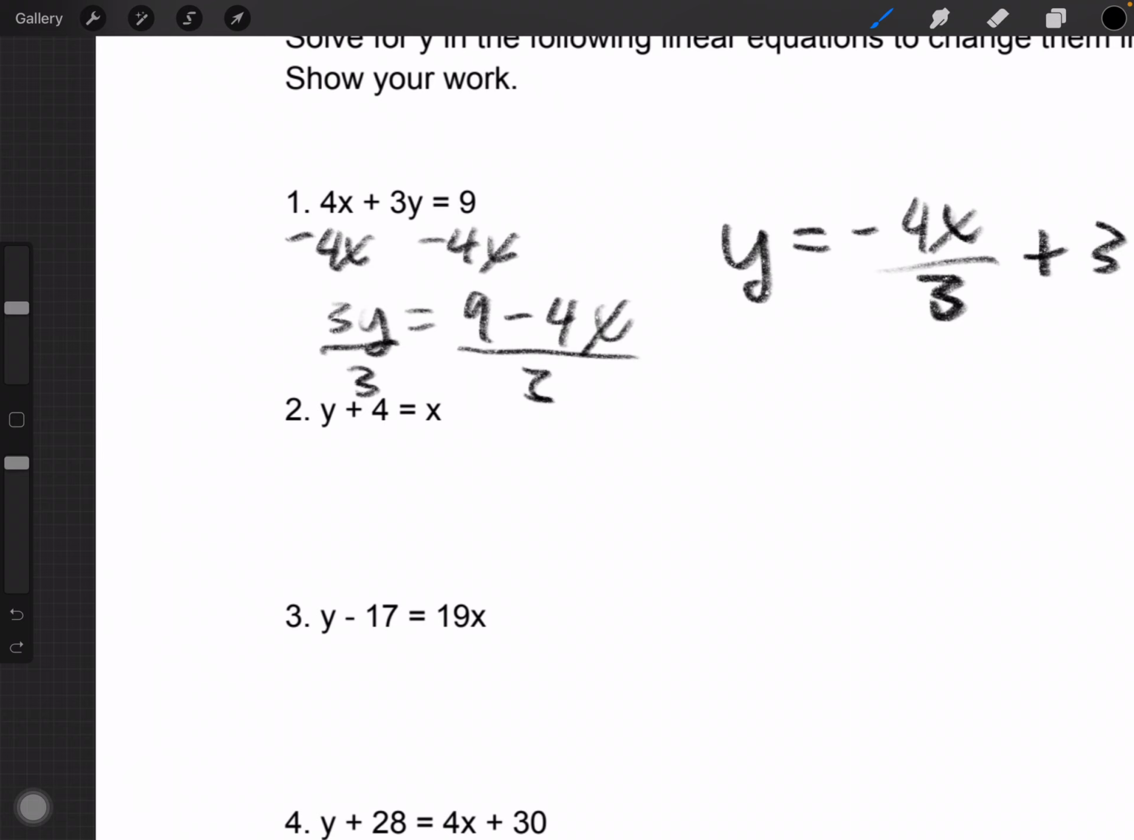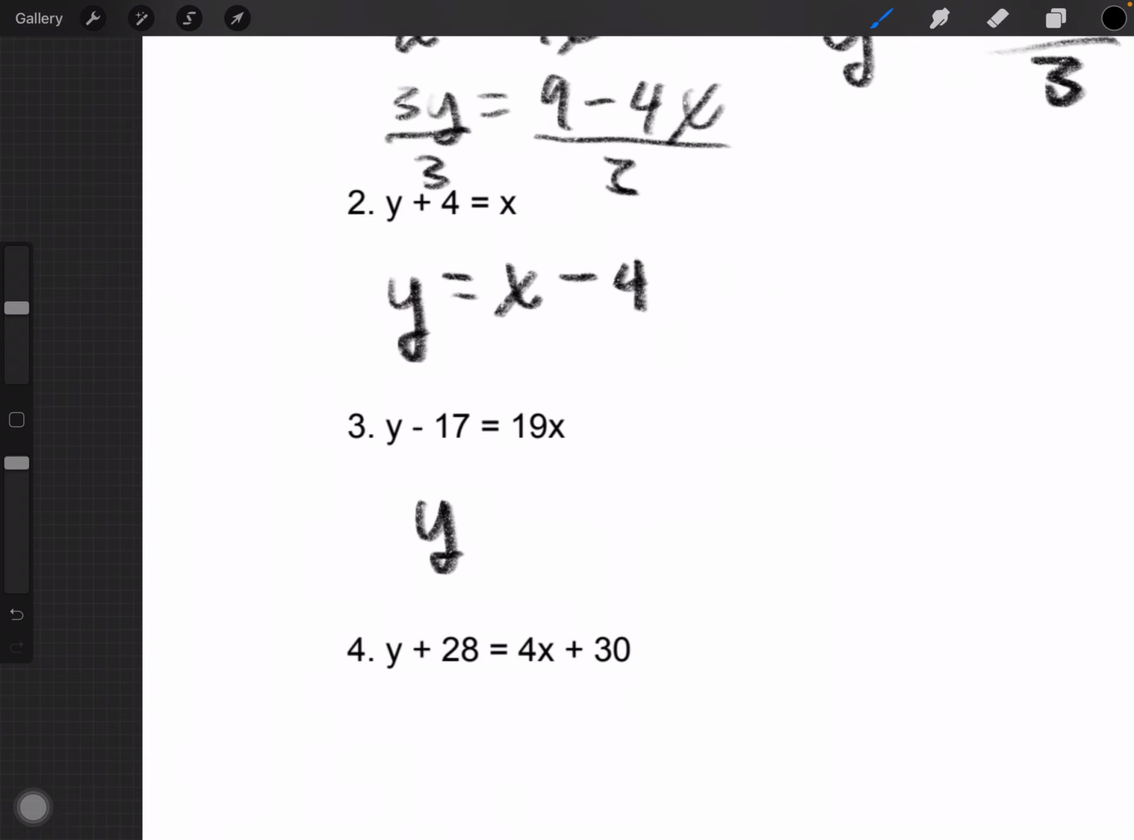So this one is pretty straightforward because to isolate y, x is already on this side, its slope, or the m, is 1, but you don't need to put that there because it's just x. And then minus 4 on both sides, negative 4. This one's pretty straightforward as well.